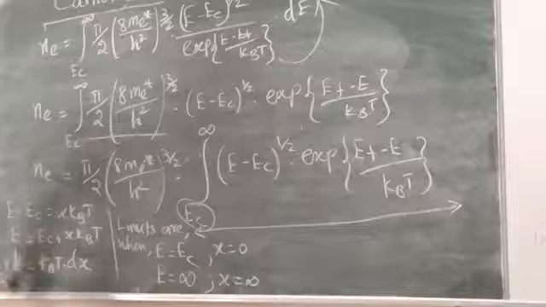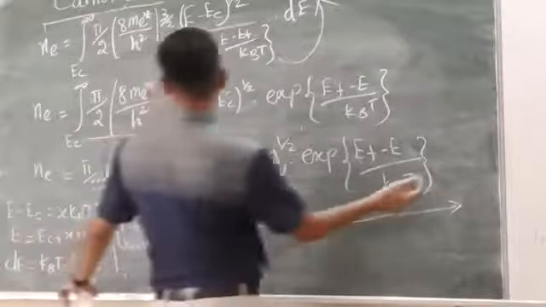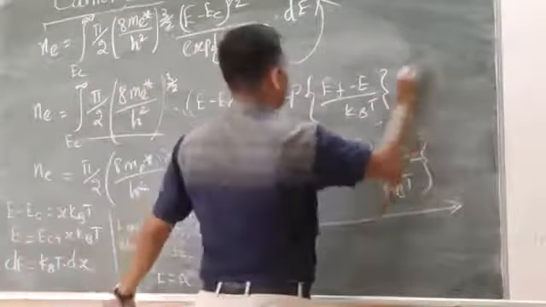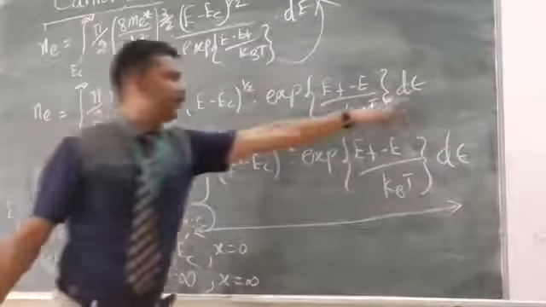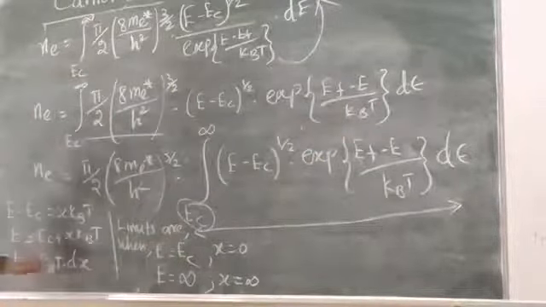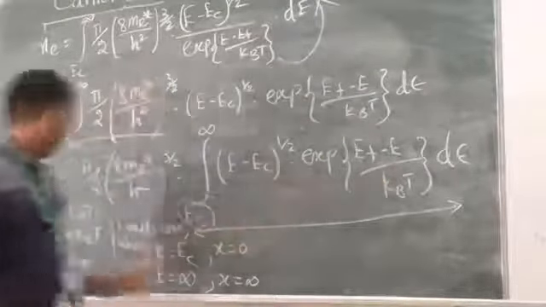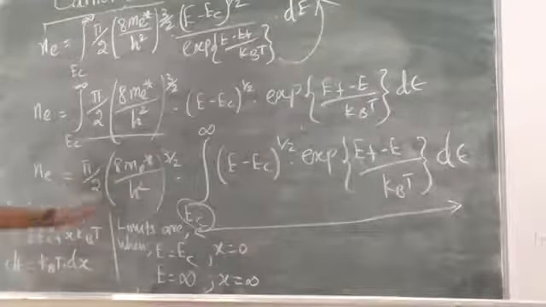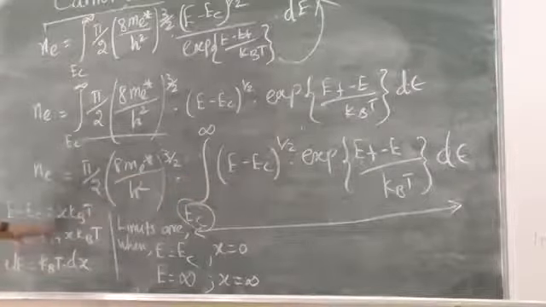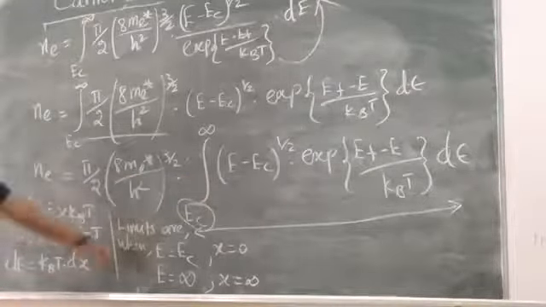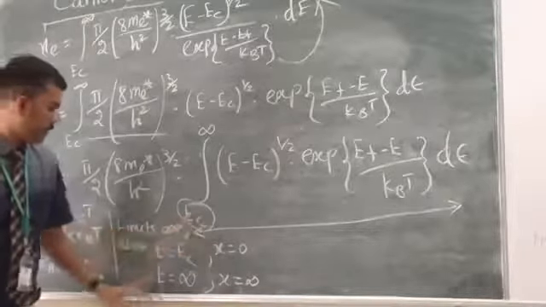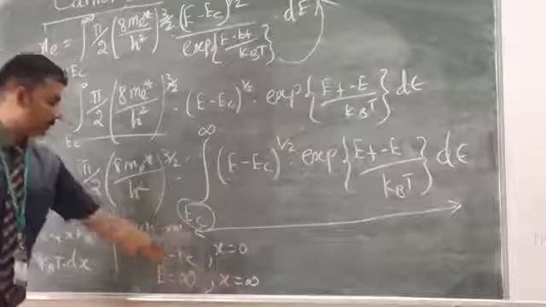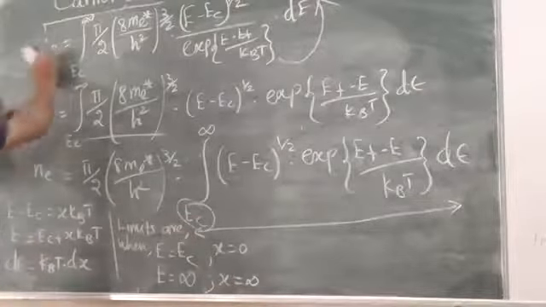Instead of dE, I forgot to write dE here again. Yes, dE, right? Okay. Instead of dE, you have to write kBT dx. Instead of E, you have to substitute Ec plus x kBT. Instead of E minus Ec, substitute x kBT. And the limits are 0 to infinity. E equals Ec, put 0. And E equals infinity, put x equal to infinity. Right.